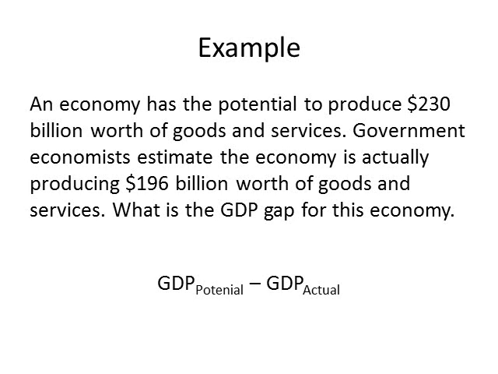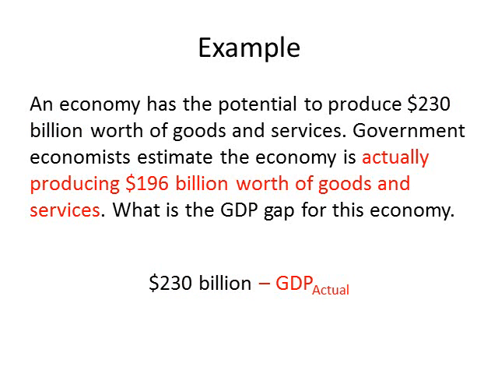First step is to write down the formula: GDP potential minus GDP actual. The next thing we need to do is look at the problem and find the potential GDP. In this case, the potential to produce $230 billion worth of goods and services will serve as our GDP potential. We will substitute $230 billion into the formula for the GDP potential.